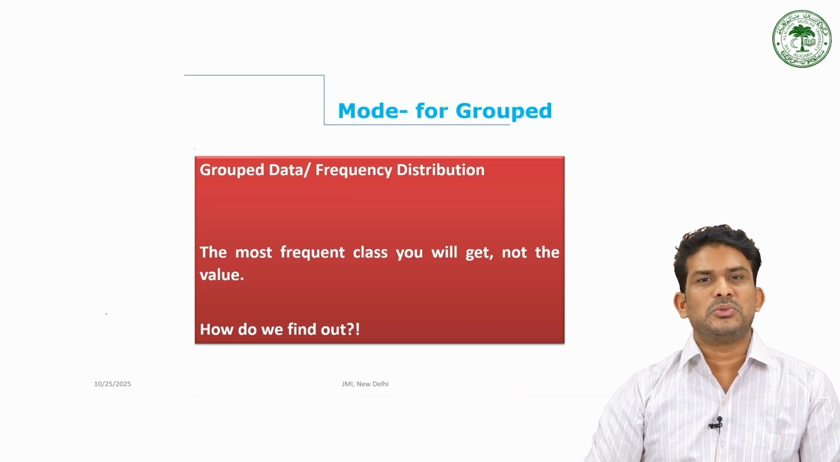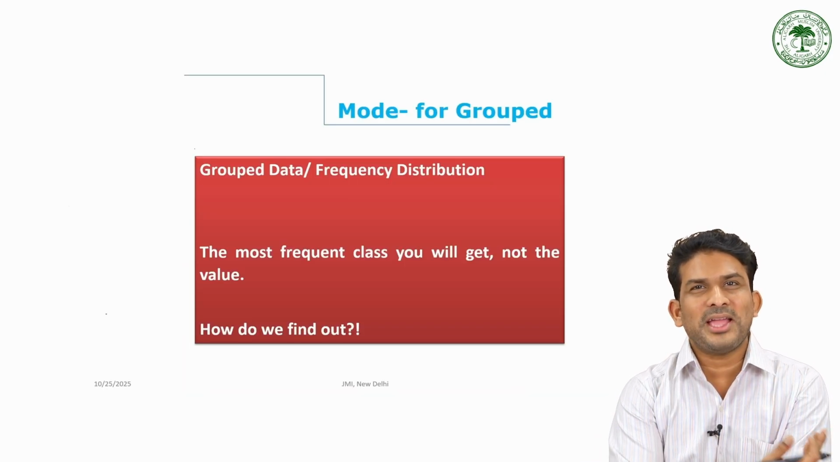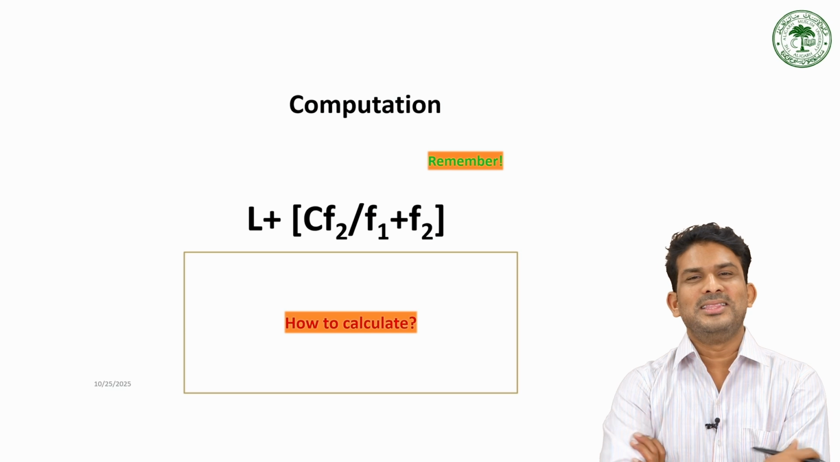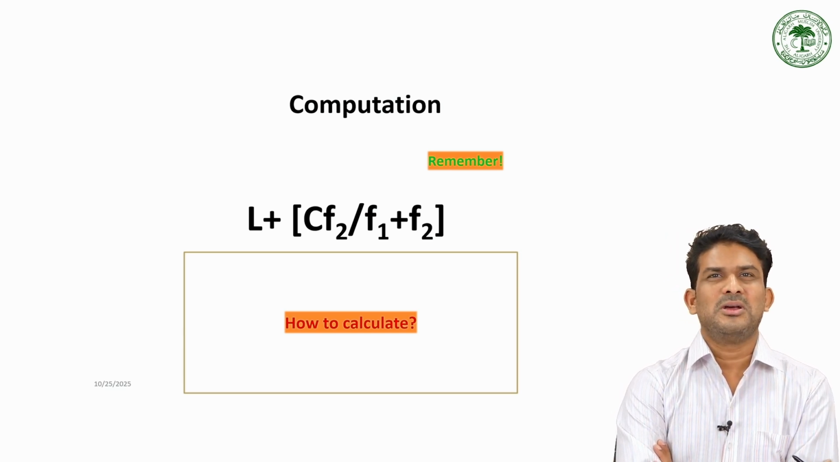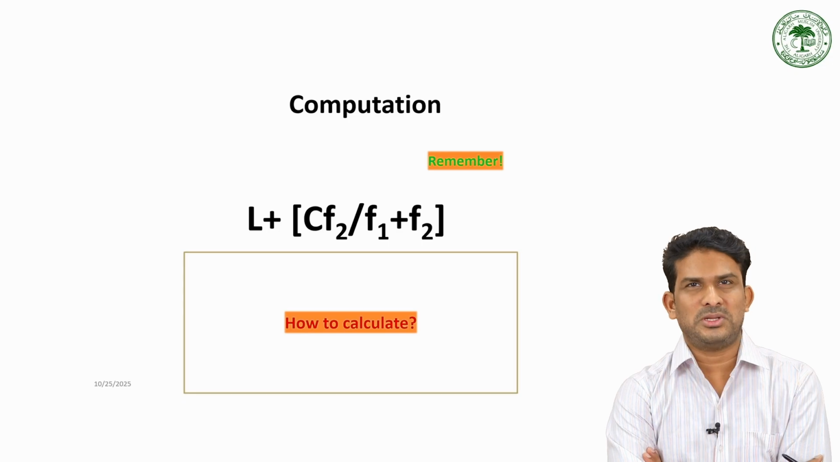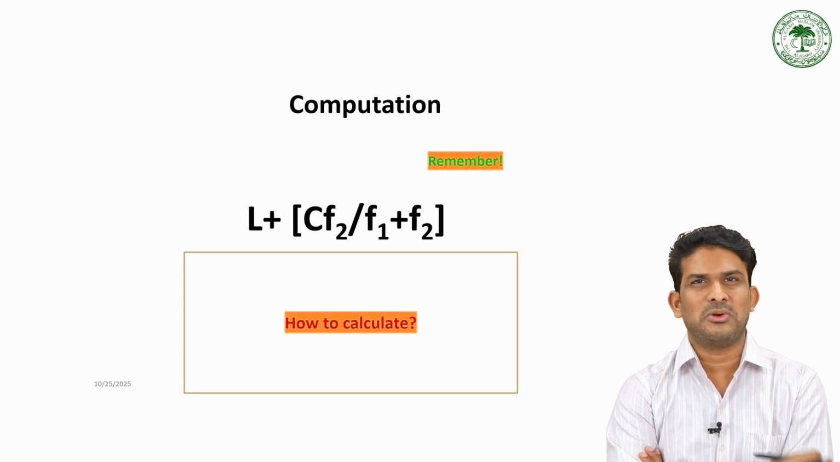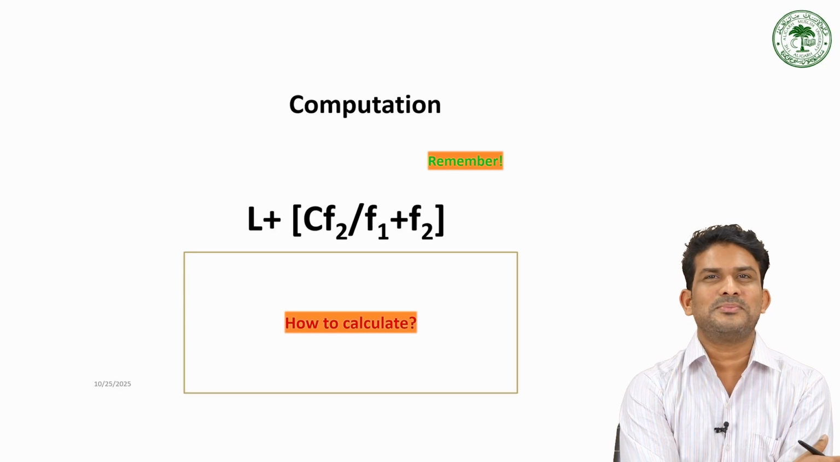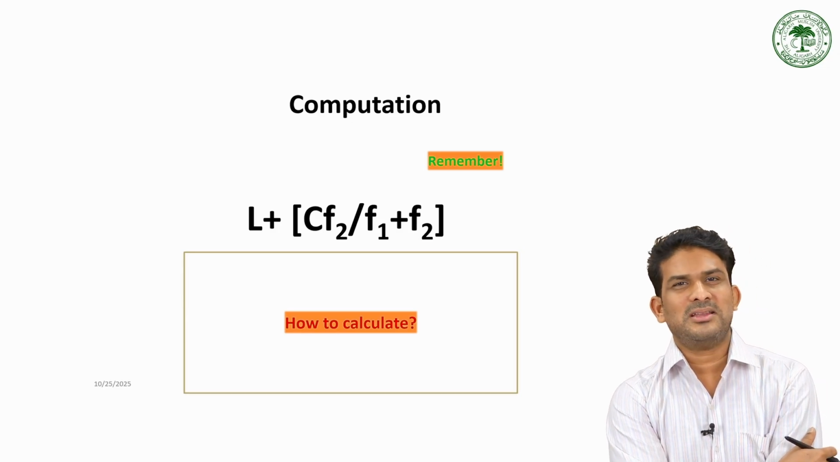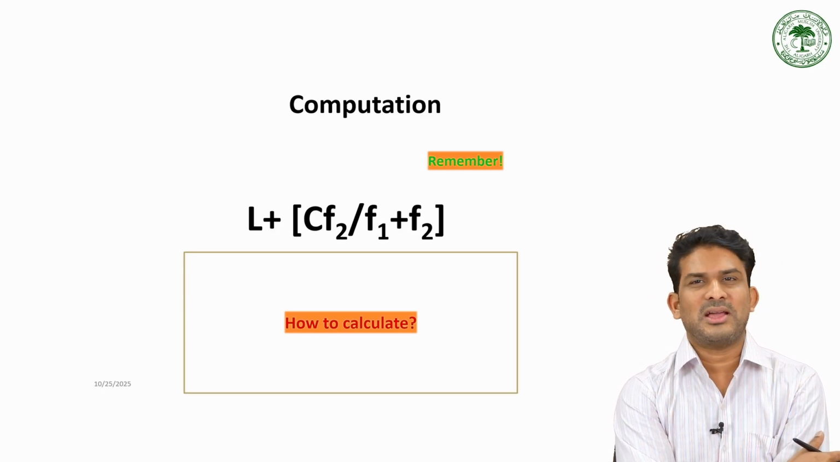Now let us come to identification. How do we identify? Yes, this is the equation. It's a very simple, small equation for the modal class and mode. This is to be remembered. What are the values here? We have L, we have C.